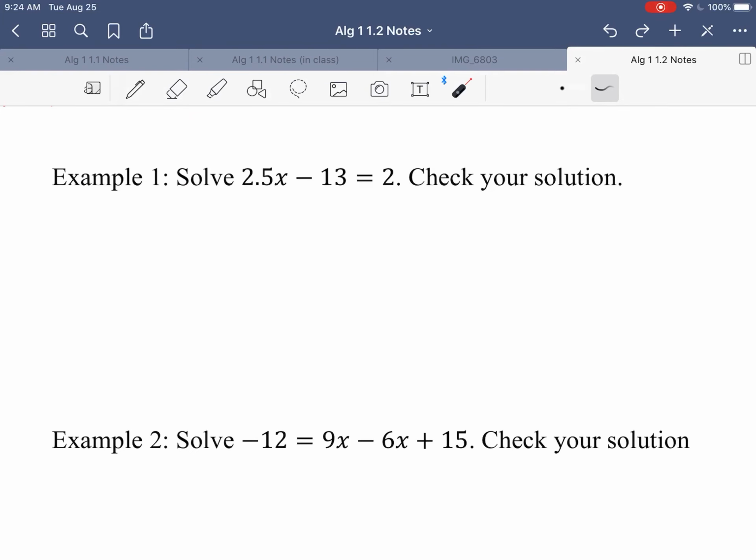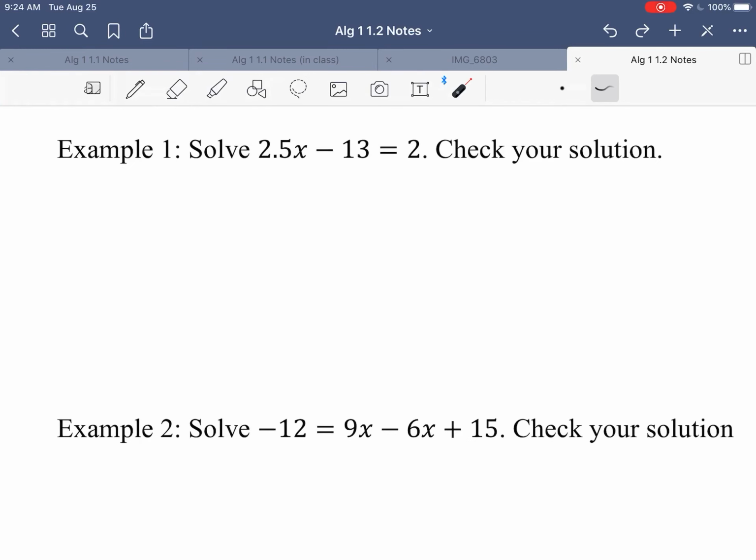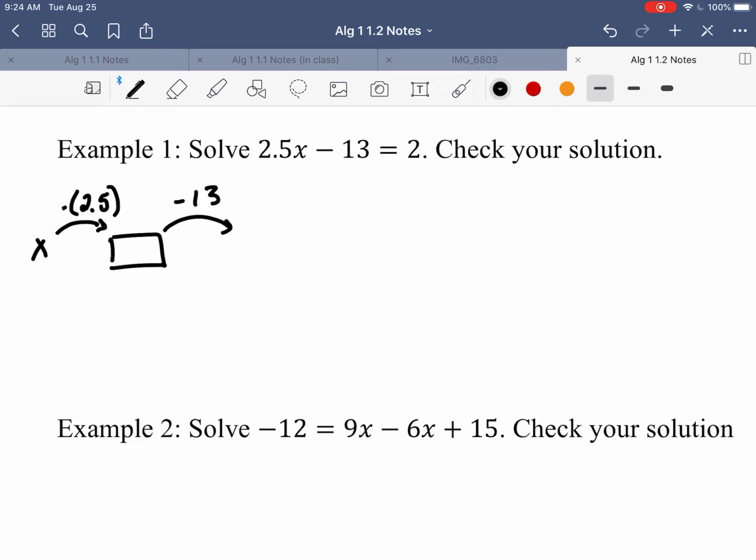All right, so we'll go ahead and do this one both ways as well, just to get us used to that process. So here I start with my x again. The first thing I do to my x in this problem is multiply by 2.5. I don't like using the x for multiply by, so let's get rid of that. Multiply by, put it in parentheses, 2.5, and we get something out. Okay. And then after that, we would subtract the 13, and we end up with a 2.